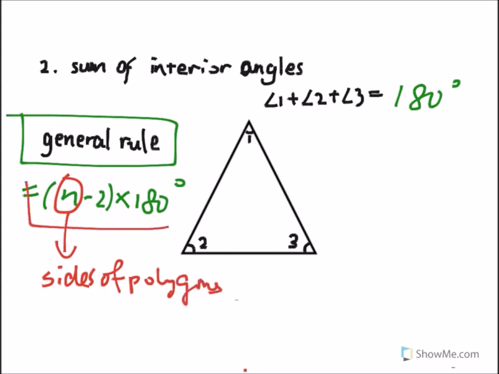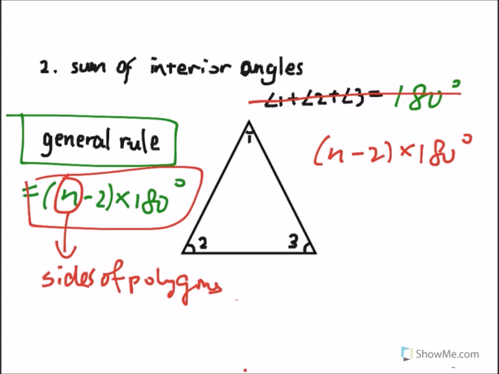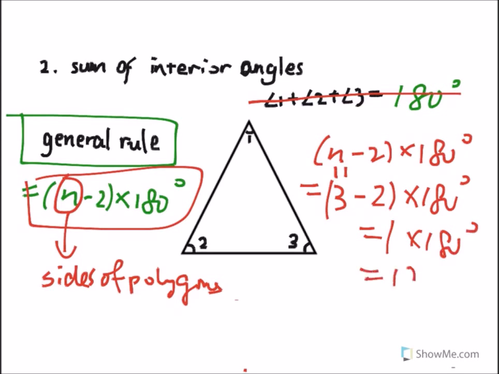If you remember this general rule, you don't have to remember this anymore. Why? Because you can just use this general rule in the triangle. So we've got this rule, n minus 2 multiplied by 180. In this case, we know that a triangle has 3 sides, so n would be equal to 3. So it's going to be 3 minus 2 multiplied by 180, which is just 1 multiplied by 180, which is 180 degrees. And that would be the same as this formula, but there's one less formula to remember.